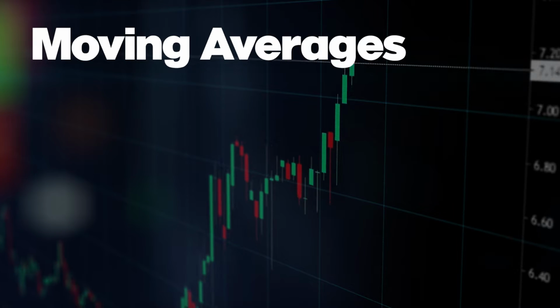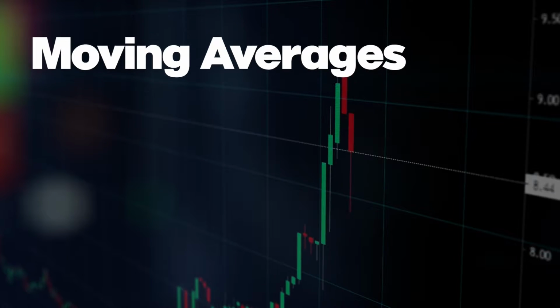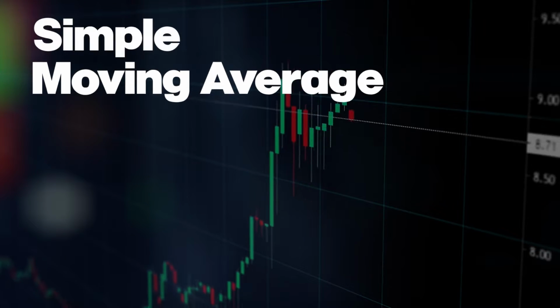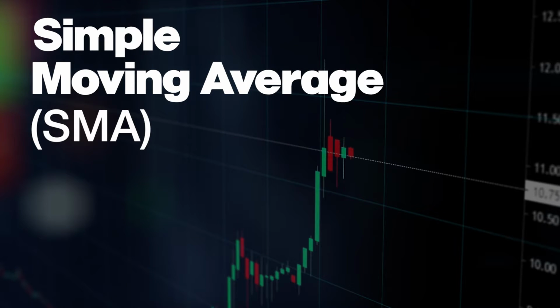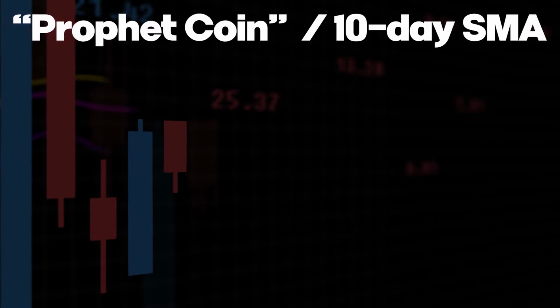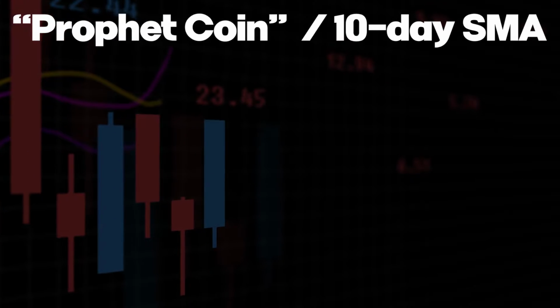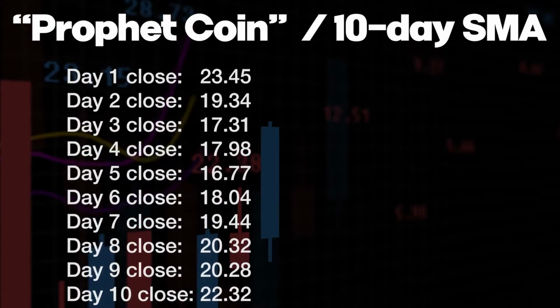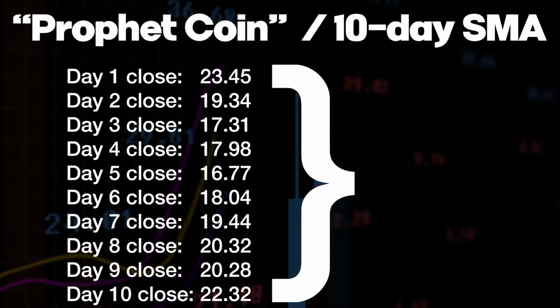There are a couple different kinds of moving averages. The most basic is called a simple moving average, or SMA. As an example, if I wanted a 10-day simple moving average, I'd look up the closing prices the past 10 days, add them up, and divide by 10 to get the average.